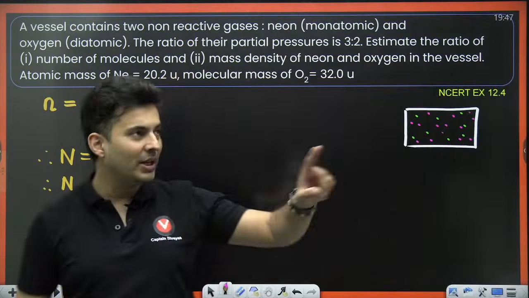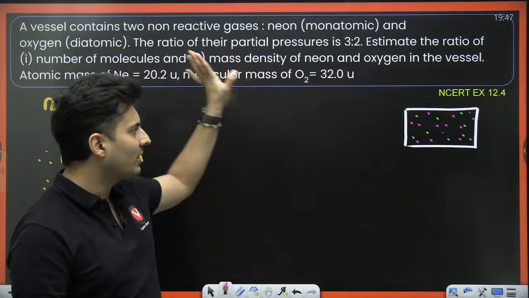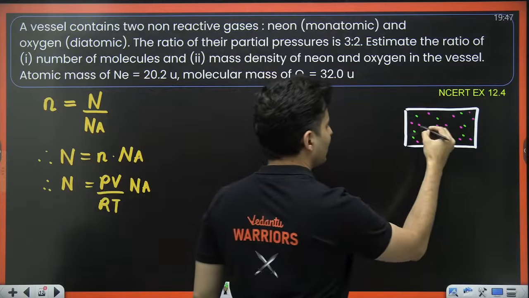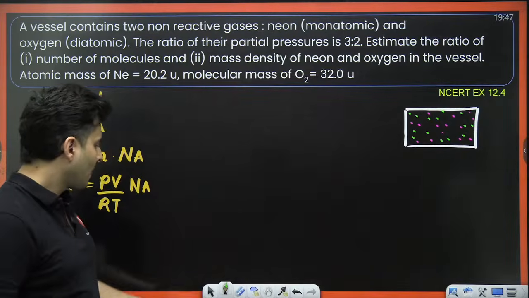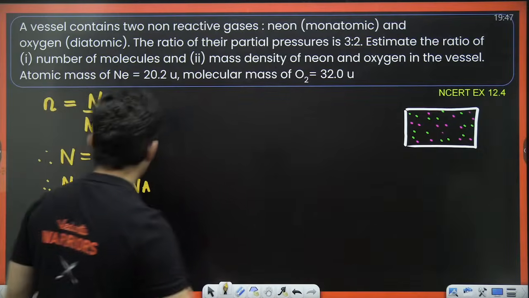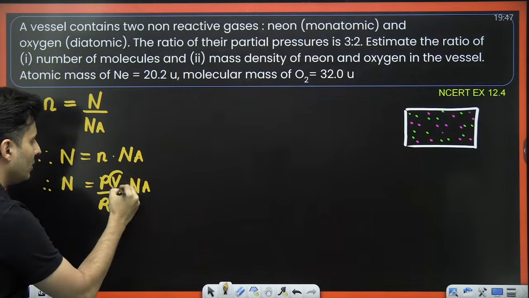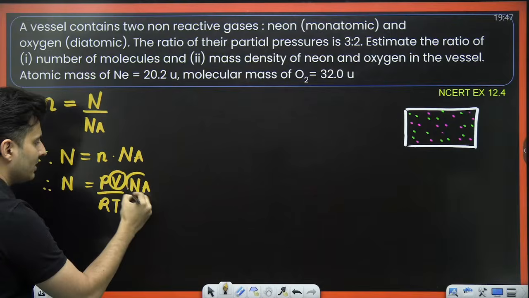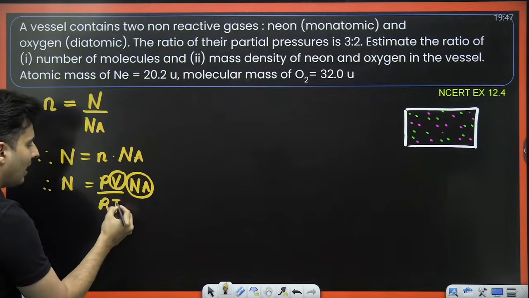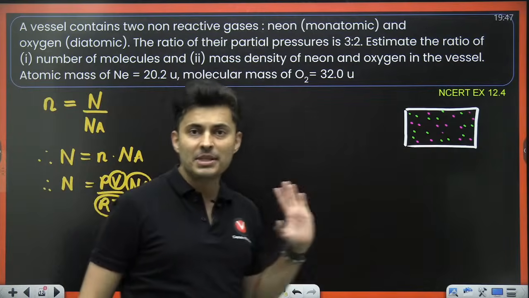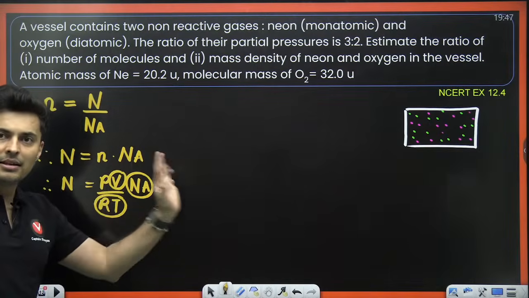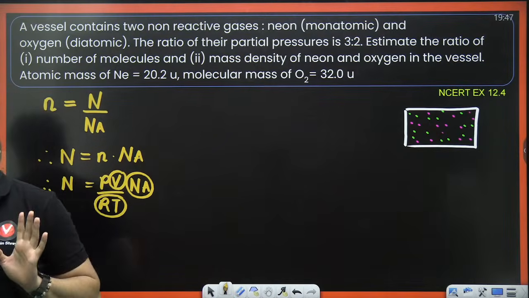Are you able to see that? Pink dot says, let's say, oxygen. Green dot says, let's say, neon. Something like this. So what is same for both of them, my dear students? Can you see? Volume is same. Avogadro number is a constant. Even R is same, and even the temperature is going to be same because they are in the same chamber. Everybody gets this? That's why the temperature is also same.